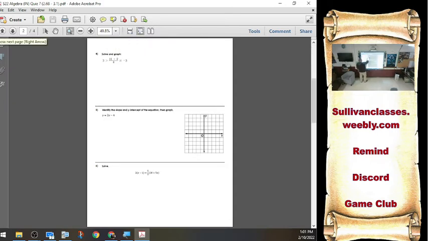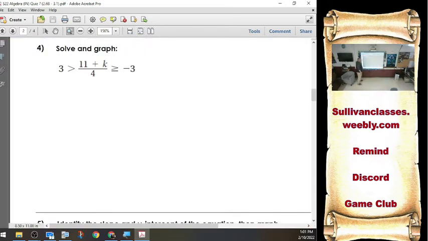Okay, on the back side, we have an and. But this and looks a little bit different than we're used to. Why? There is a fraction. We've dealt with fractions before. Because there's a negative 3 on the other. There's a 3 on the other side. Wait, go back to number 2.